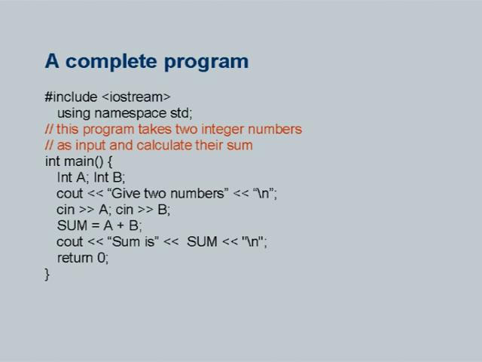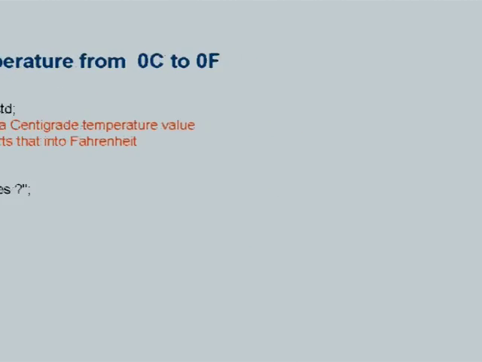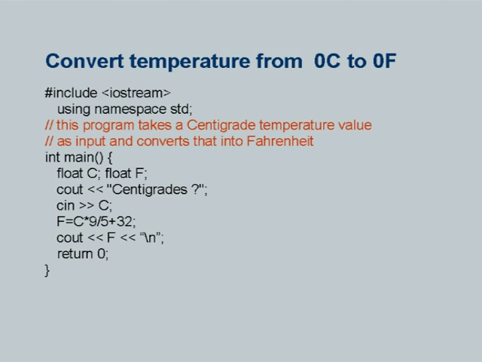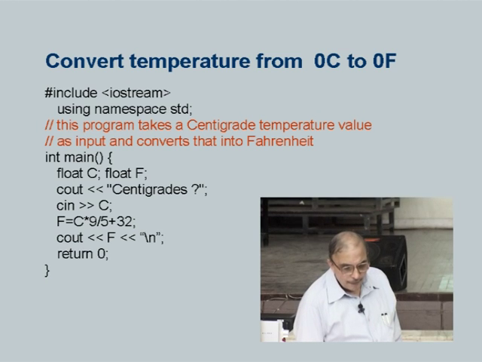So I input two numbers, calculate the sum, and print the sum. So this is a string being put out, then this is the name being put out, which means its value will be printed, and this is again followed by some funny character called \n. These programs are simple. This is another program which calculates Fahrenheit temperature for a given centigrade degree value. Again, common sense.